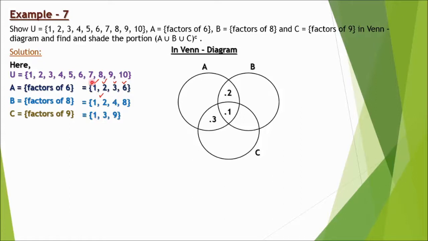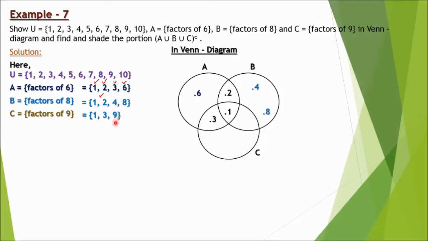Now our focus will be on set A. In this ring, 1, 2, and 3 are written. So 6 is not written. We have to write 6. 1 and 2 are written. 4 and 8 are not written. From set B, you can see 4 and 8 are not written. Let's write 4 and 8 there.